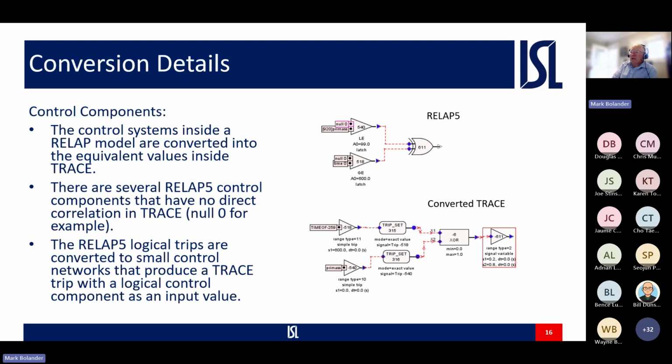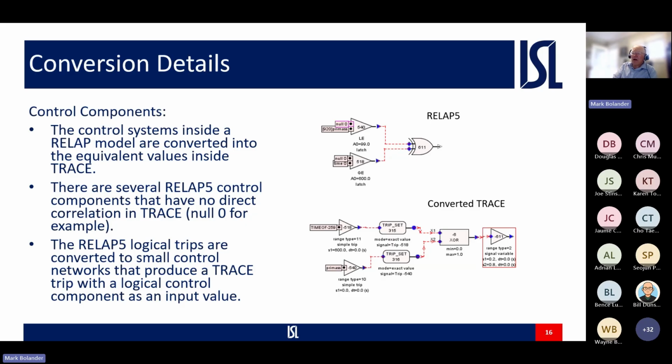Control components. The control systems inside RELAP are converted into the equivalent values inside TRACE. Make note that there are several RELAP5 control components that don't have any direct correlation in TRACE. For example, the null zero that's used in RELAP isn't converted directly over into TRACE. So you need to be wary of that.